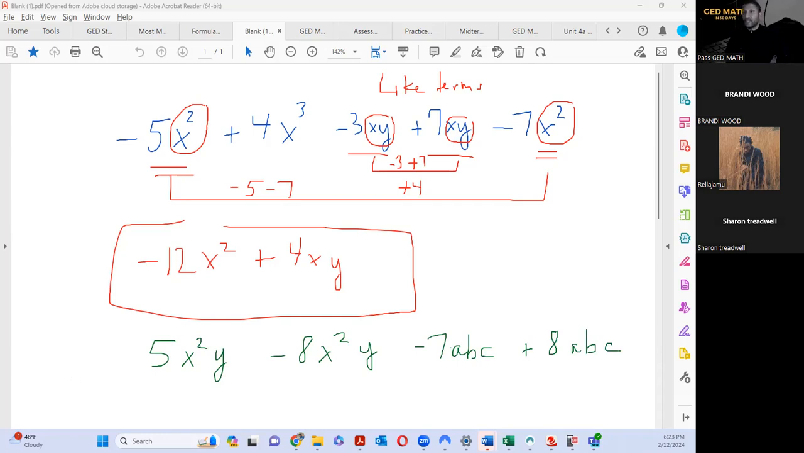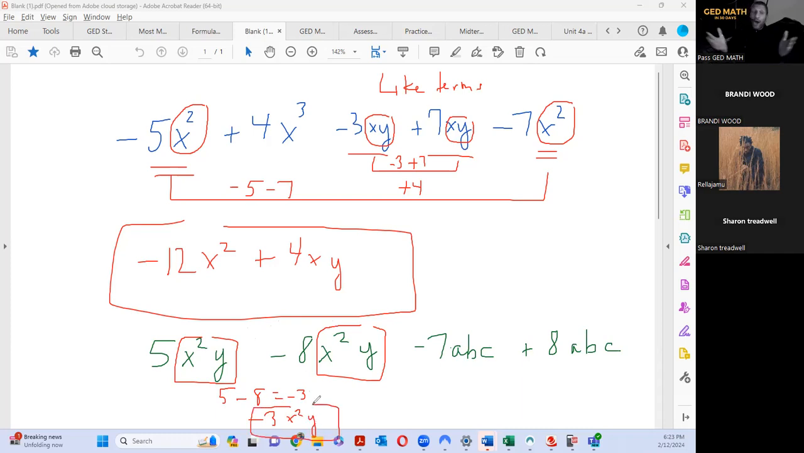Okay, let's look at this example. I made these up, but the key: x squared y, they have the same variable. They are now like terms. You now take the coefficients. 5 minus 8 is negative 3. So you have negative 3 x squared y. That's all it is to combine like terms. It is not hard at all.